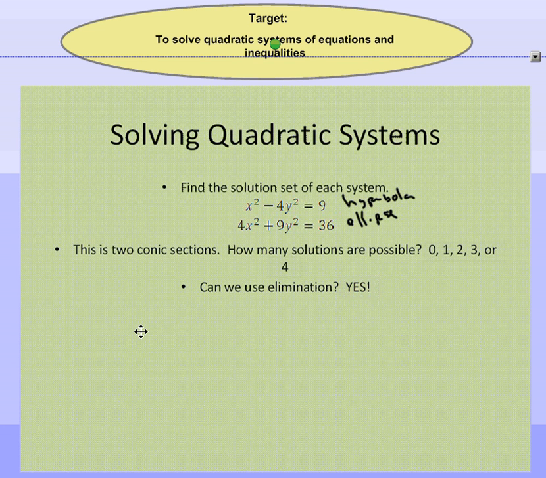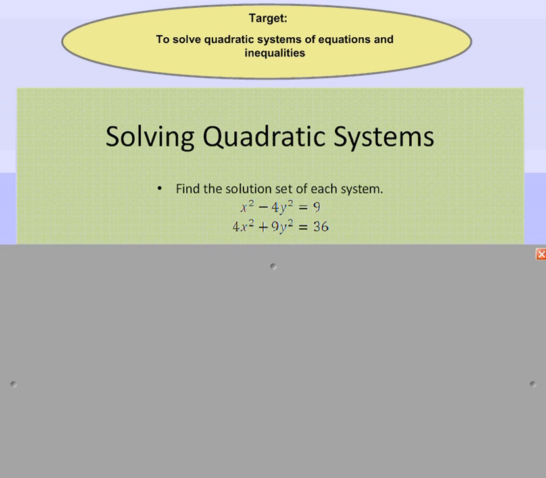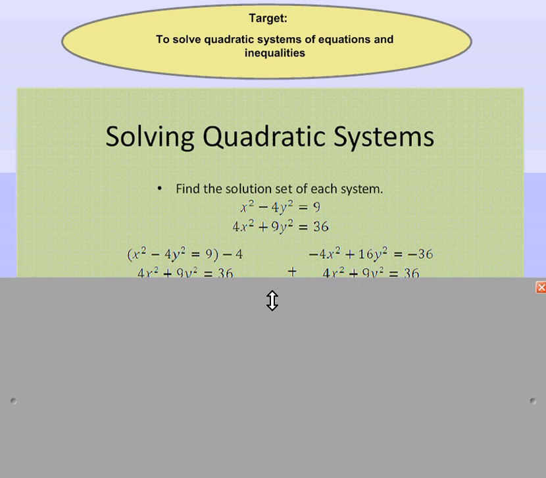We can use the elimination. We can eliminate an entire x squared or y squared, and again, that is a helpful thing. So let's see this one in process. We are going to use the elimination method.